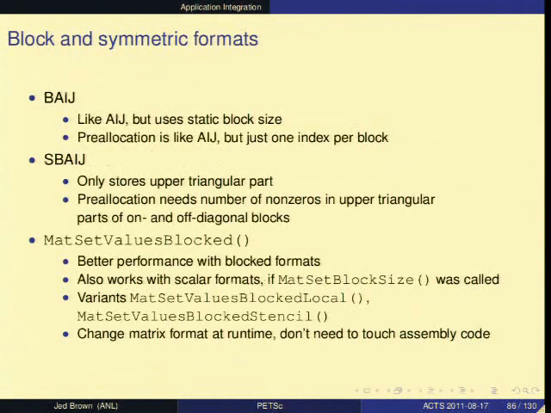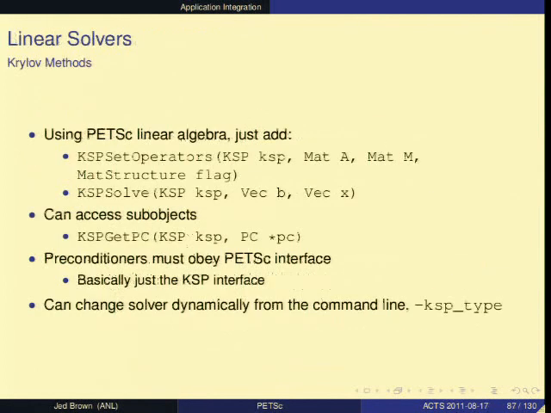The block formats have a static block size. The symmetric ones just use the upper triangular part. As far as the assembly code, that's totally unchanged. But if you change from, say, non-symmetric to symmetric format, the pre-allocation is different. You can just call all the pre-allocation functions, but what you needed was a little bit different.